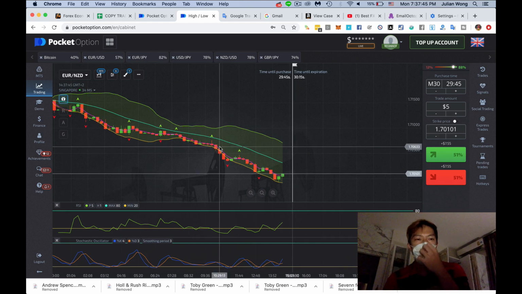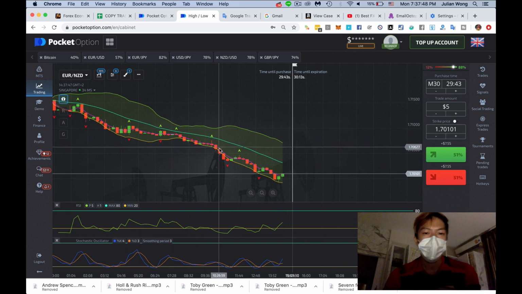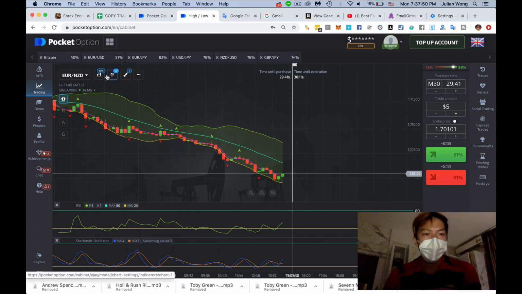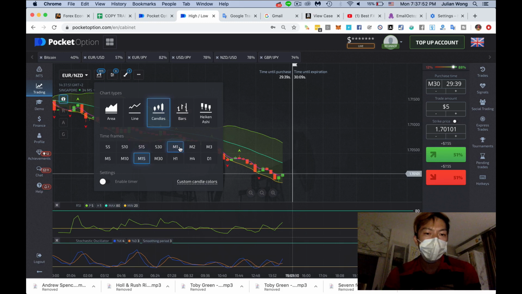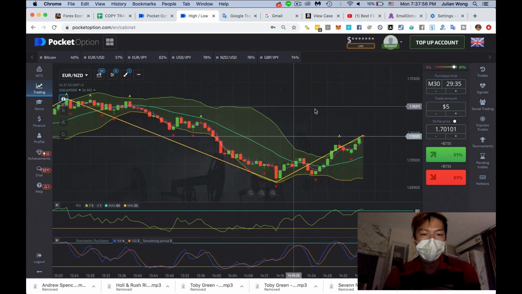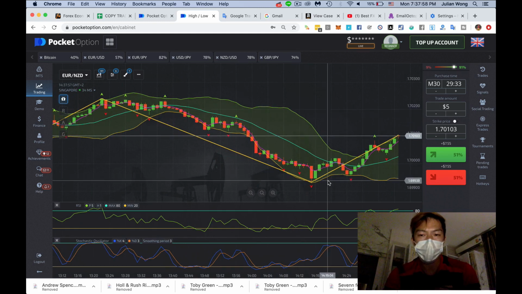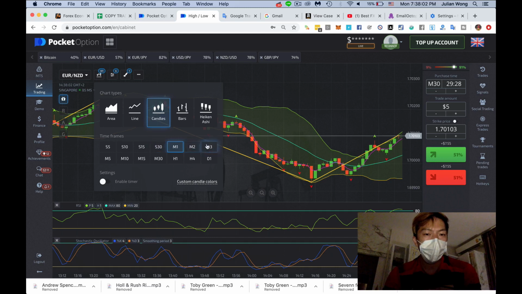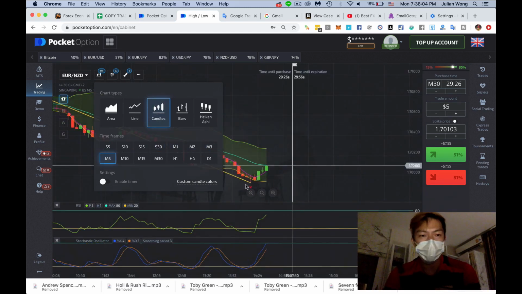So, for instance, like today, the market's really slow, right? And this is the 15-minute chart. If we looked at the 1-minute chart, you realize, oh gosh, it is terrible. I mean, how are you even going to trade with this kind of price action? So what you do is you go up to a higher time frame.